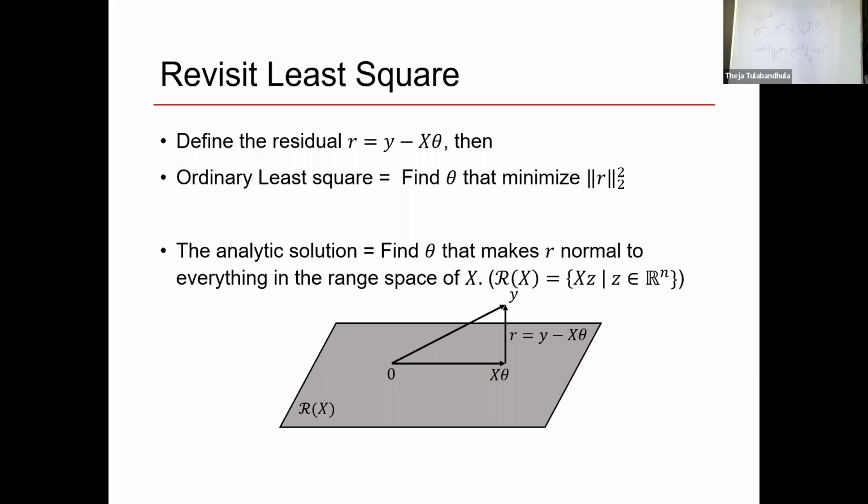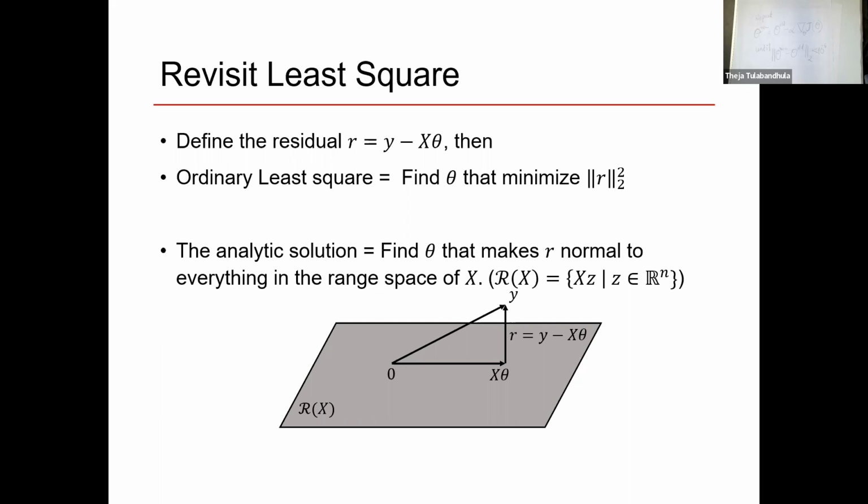So all we're saying is, let's say the residuals are 0. If this gray area is the range space, and y belongs to that range space, then you know that there is a theta for which x theta is equal to y.